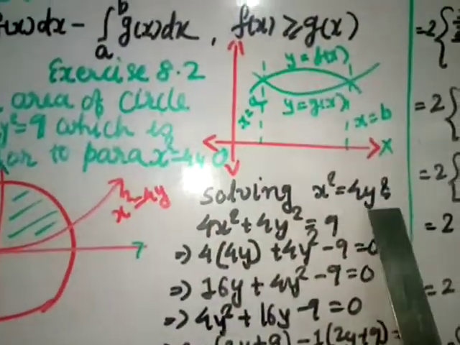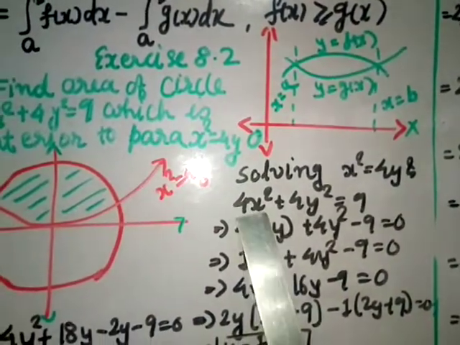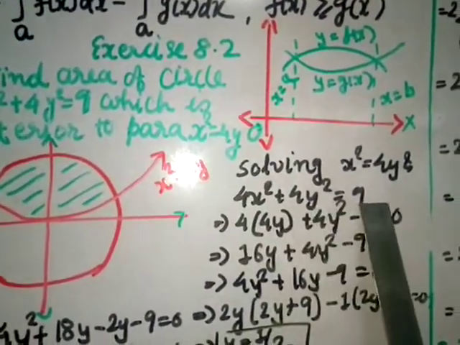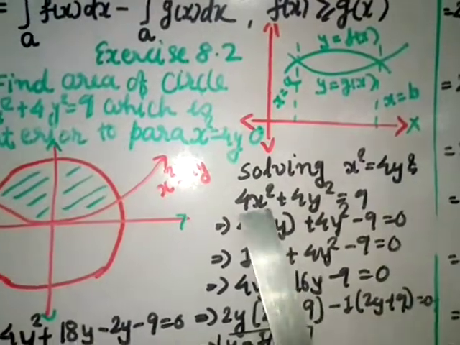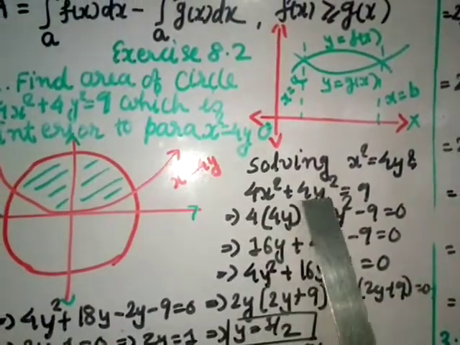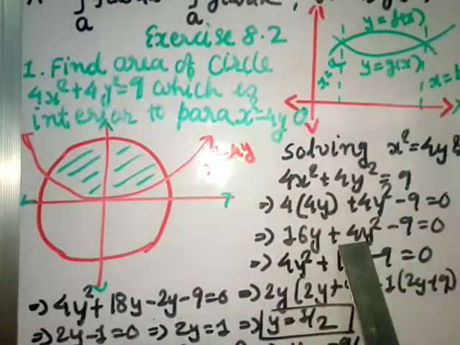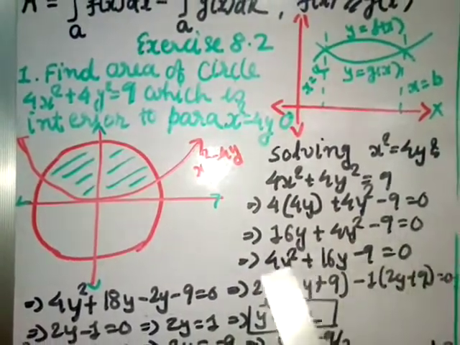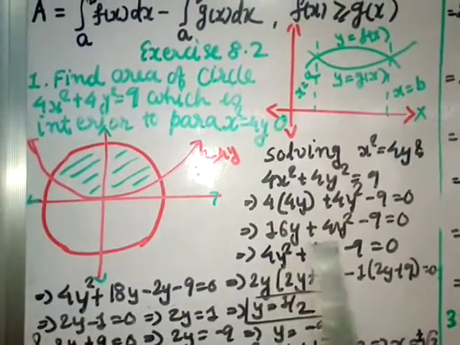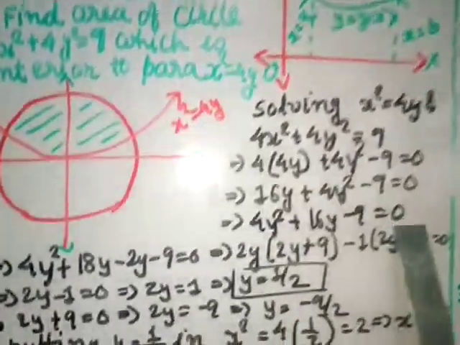So solving x square equal to 4y and 4x square plus 4y square is equal to 9. Put x square is equal to 4y here. So 4 into 4y plus 4y square minus 9 equal to 0. 4 into 4 is 16y, plus 4y square minus 9 equal to 0. Write in the proper order: 4y square plus 16y minus 9 equal to 0.